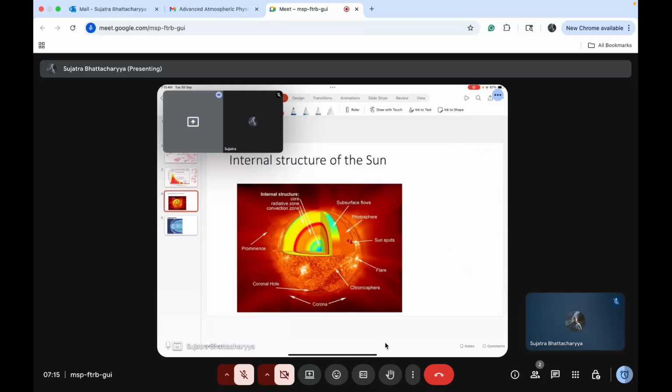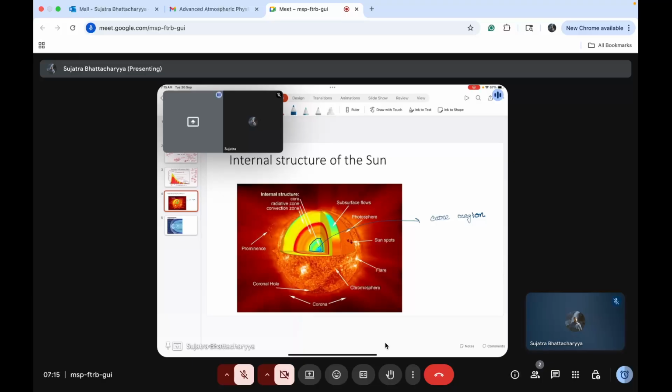Next is the internal structure of the Sun, not the Earth, but the Sun. So as you can see, the first thing is that this is the core region of the Sun, and it has a huge amount of temperature. The temperature is in millions of degrees Kelvin.